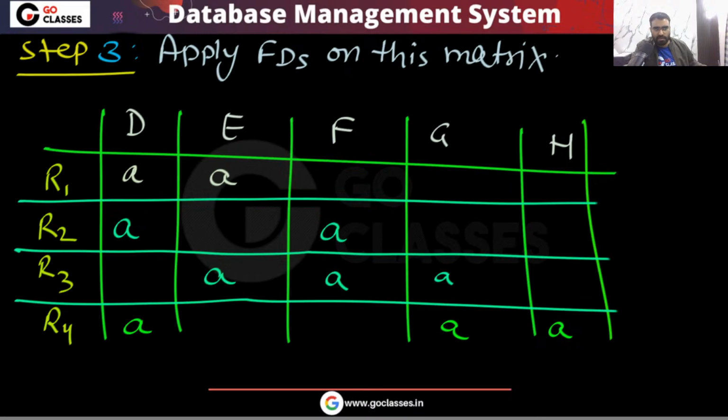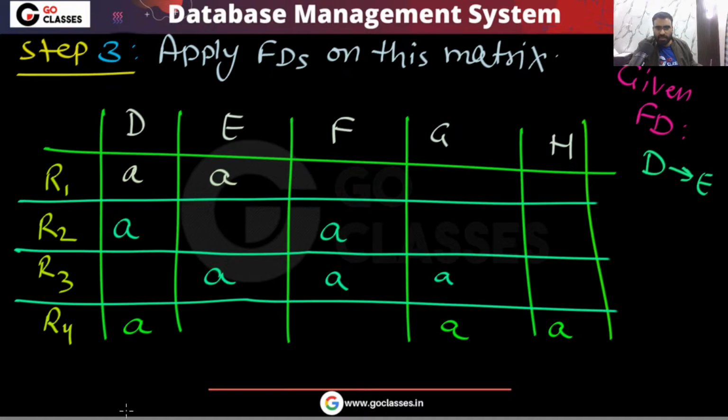Now what does it mean to apply the functional dependencies? Let me explain, it is very simple. For example, let's assume there is a given FD, and this given FD is D determines E. This FD is given to you in the question.